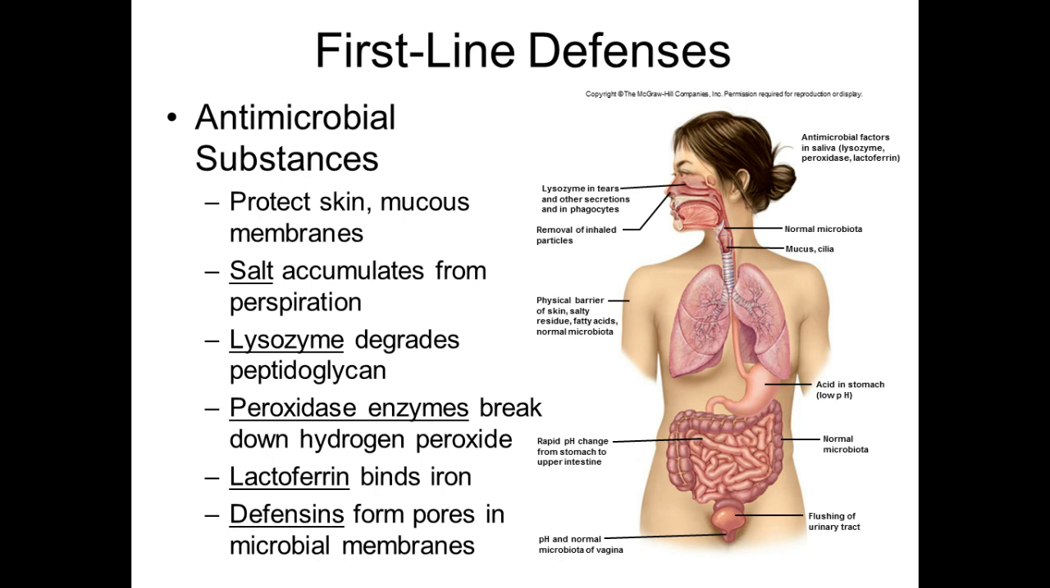Peroxidase enzymes break down hydrogen peroxide into toxic forms of oxygen, right? So this can be very damaging. And again, we're going to do this in a protective way. Notice that lysozyme is in our tears, right? In other secretions, it's even within our phagocytic cells themselves. In our saliva, we have the lysozyme, we have the peroxidase, we have also lactoferrin.